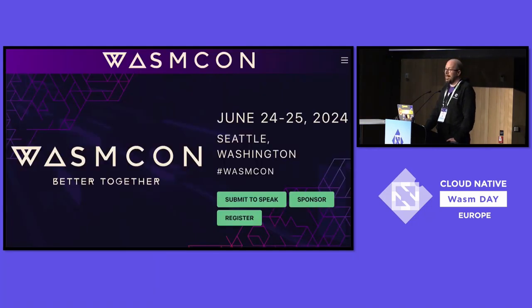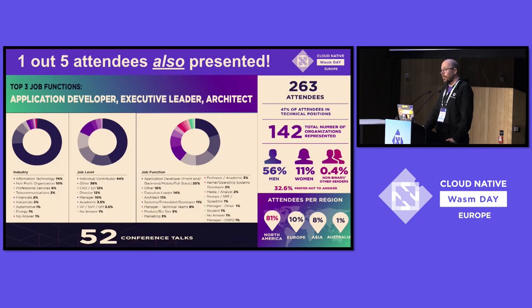And if that wasn't enough content, start your engines because WASMCon is on the way, another Linux Foundation conference. And this is a twofer because this is co-located with Cloud Native SecurityCon in Seattle, Washington in June. So if you are all excited, last year's was incredible with 263 attendees. And if you want to talk about a density of who's who in WASM, 1 out of 5 people were presenters. We had 52 talks.